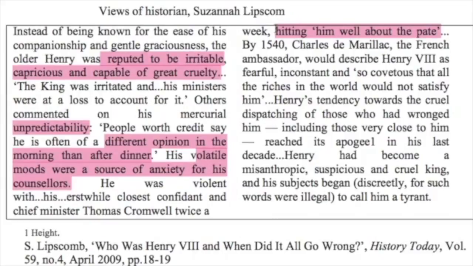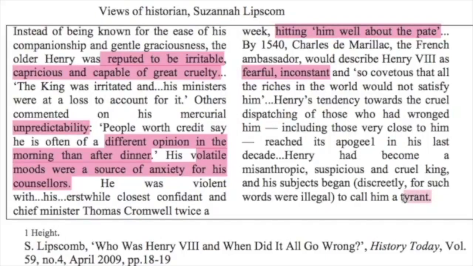By 1540, a French ambassador would describe Henry VIII as fearful, inconsistent, and so covetous that all the riches in the world could not satisfy him. None of those words are actually positive at all. Henry's tendency towards the cruel dispatching of those who'd wronged him, including those very close to him, reached its apogee in his last decade. Henry had become misanthropic, suspicious, and a cruel king, and his subjects began discreetly, for such words were illegal, to call him a tyrant.